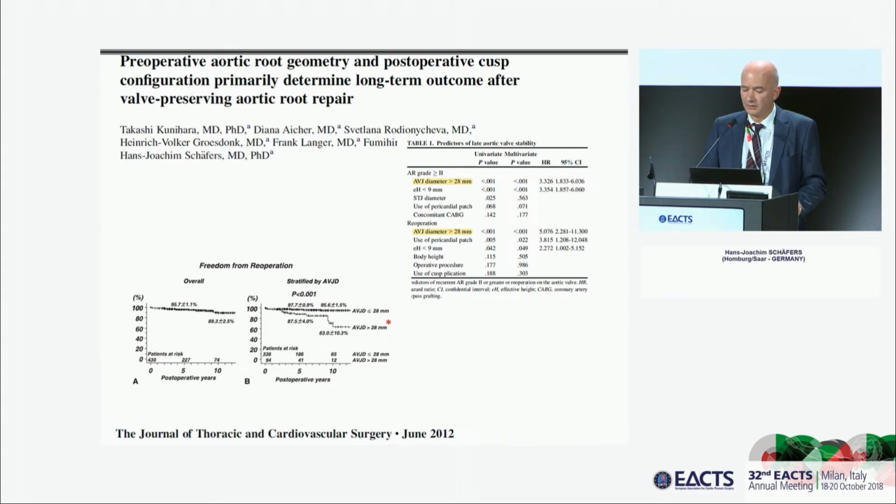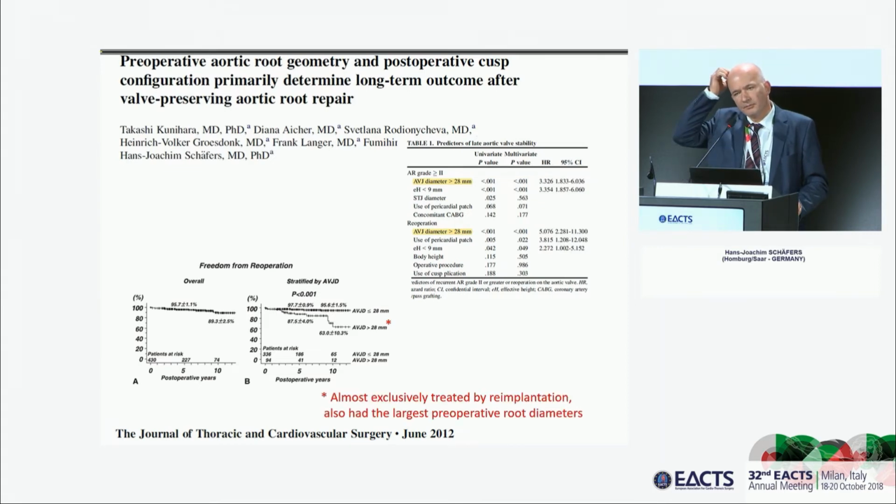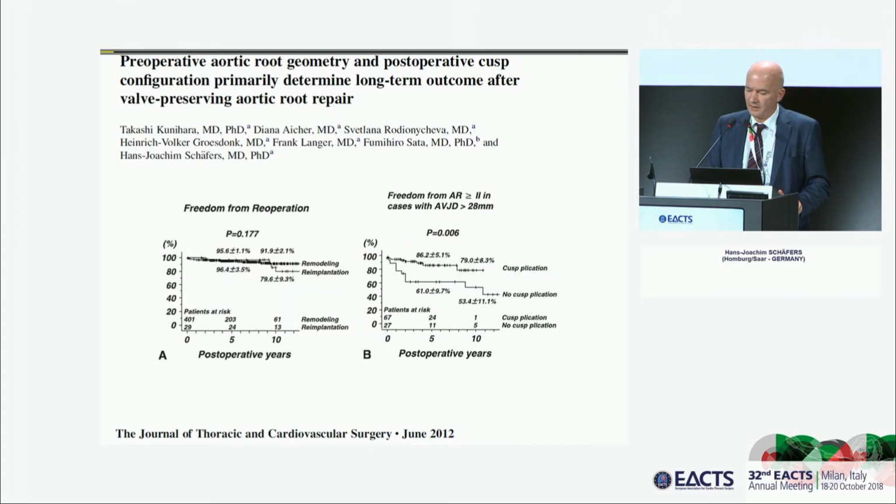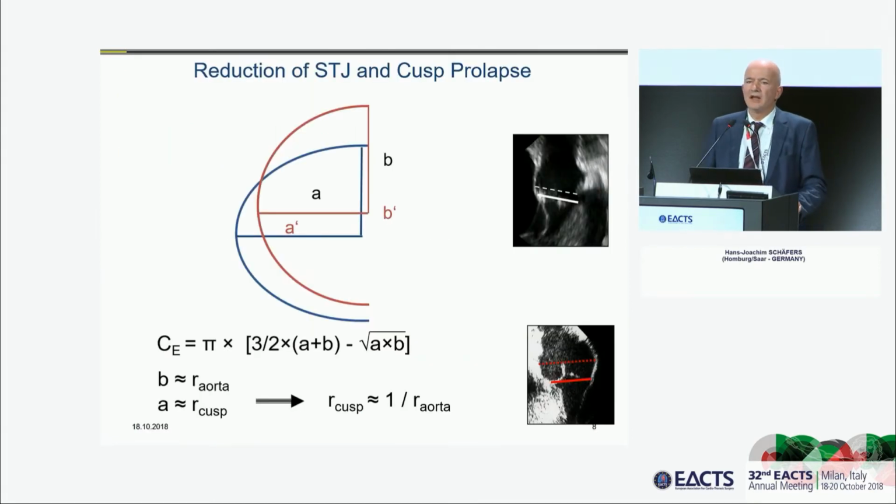However, this is an example of a frequently misquoted publication. If you read the text, these patients with the large annuli were almost exclusively treated by reimplantation, and they also had the largest root diameters. And interestingly, there was no difference between remodeling and reimplantation. Long-term, little, if at all, remodeling was somewhat better. And cusp plication seemed to be protective of recurrence of aortic regurgitation. What happened? Keep in mind they had the largest root diameters.